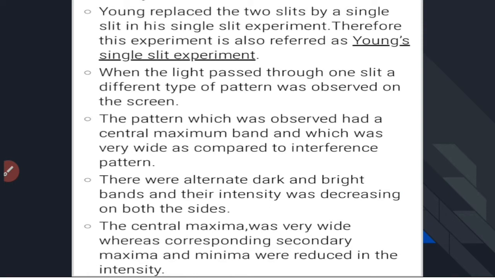The pattern which was observed had a central maximum which was very wide as compared to the interference pattern, and there were alternate dark and bright bands, and their intensity was decreasing on both sides. The central maxima was very wide, whereas the corresponding secondary maxima and minima were reduced in intensity. Now let's discuss diffraction and the single slit diffraction pattern in detail.